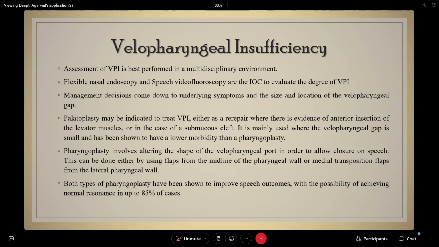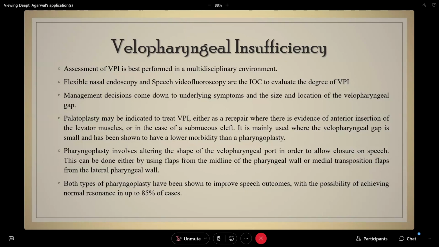Then management will depend upon the underlying symptoms and the size and location of the velopharyngeal gap. If the gap is small, then it can be treated by palatoplasty alone, like in the case of a submucous cleft, or re-repair where there is evidence that the levator muscles do not have a transverse sling and they are in an anterior insertion. So there, this palatoplasty might help. It has a lower morbidity than a full pharyngoplasty.